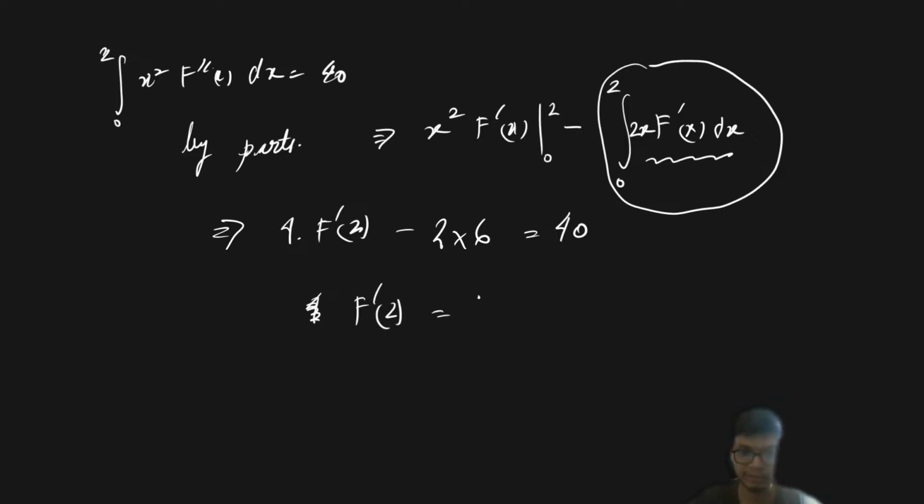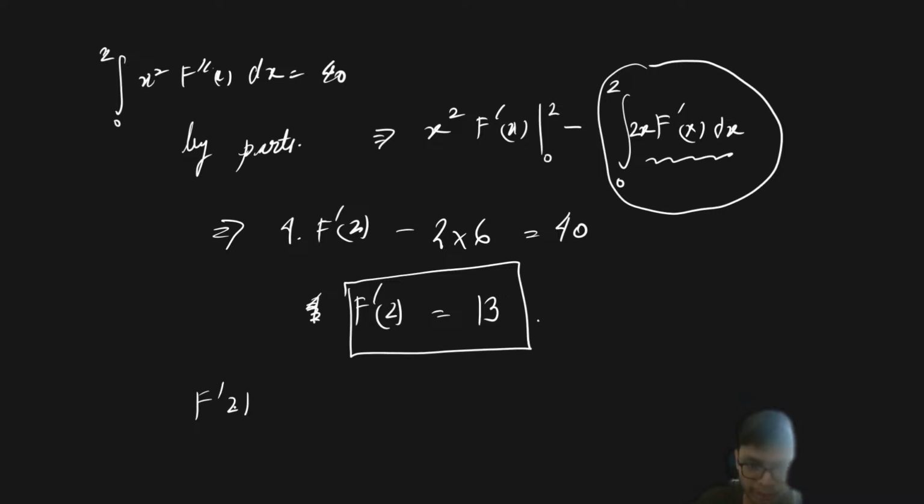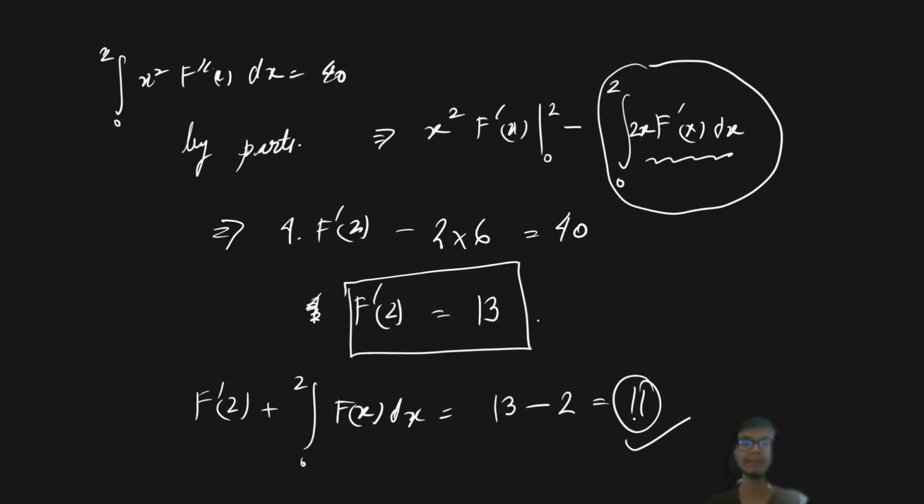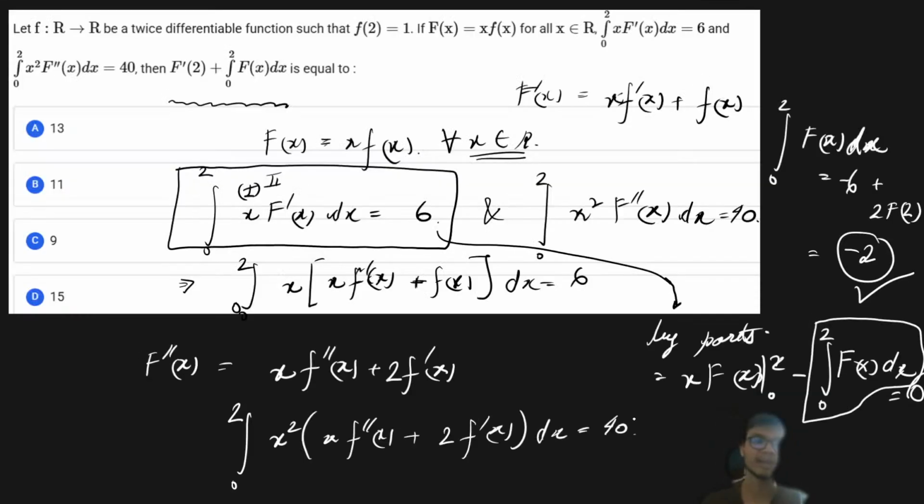So from here you get the value of f dash of 2 as equal to 13, right? And once you get f dash of 2, the result for f dash of 2 plus the integral 0 to 2 of capital F of x dx is going to come out as 13 minus 2, and that is going to be 11. So from here you will get the solution to the question as option number B. So the answer to this question is 11, that is option number B, as mentioned in the problem, right?